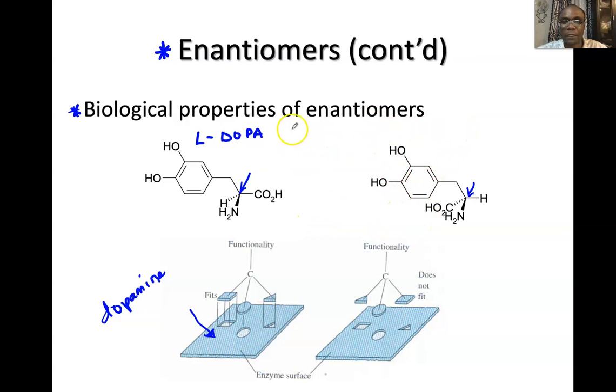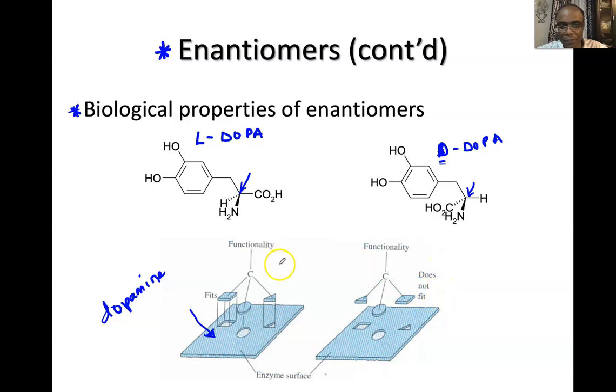So anyway, the molecule L-DOPA is active, while the D version, D-DOPA, will not work. L and D just refer to the optical activity, rotation, that I did not go into. But again, we'll come back and explain the R and S configuration and say which one is more active, the R or the S.